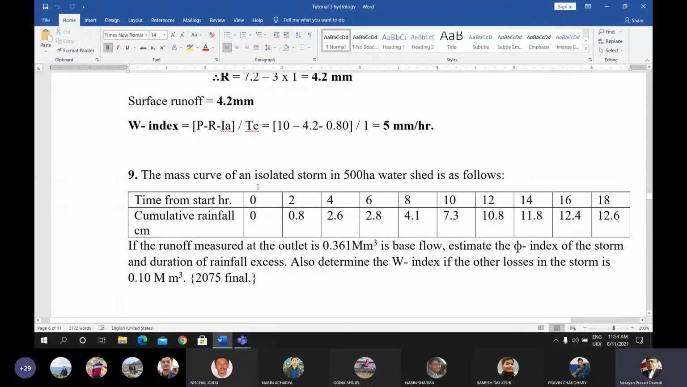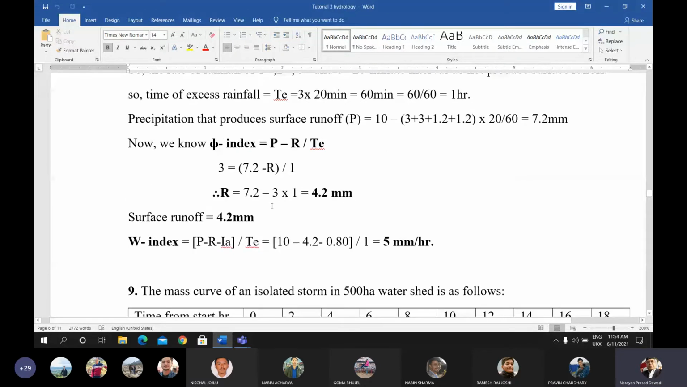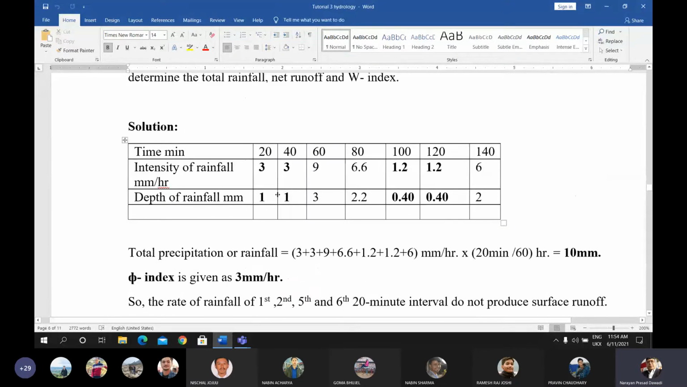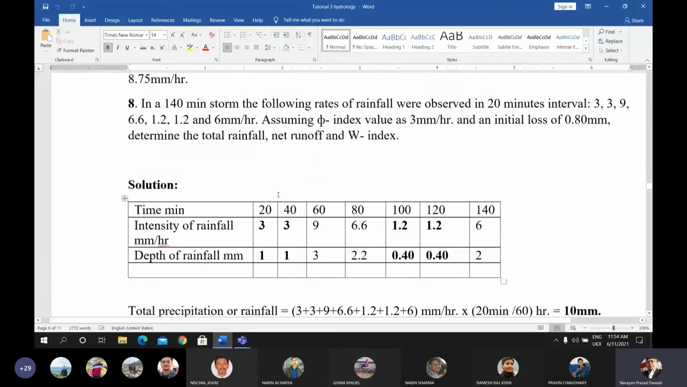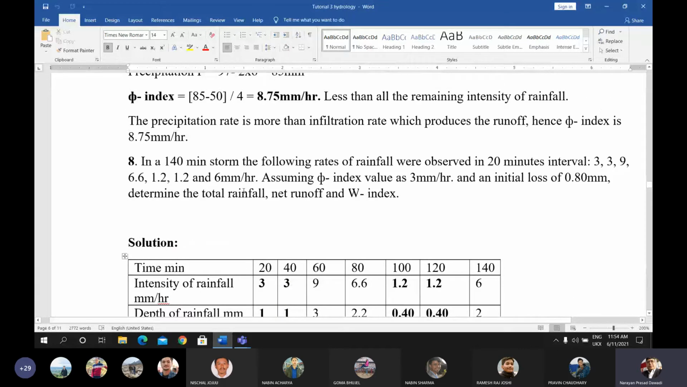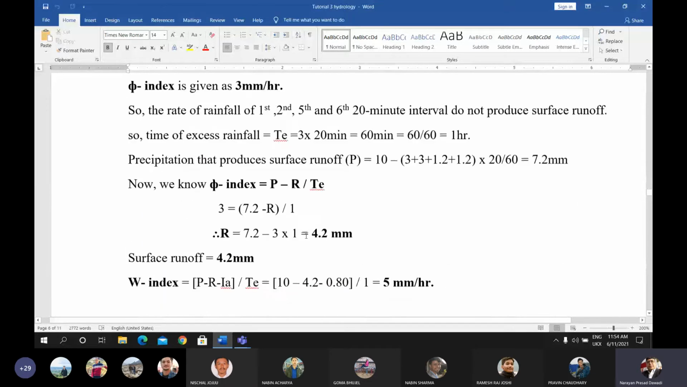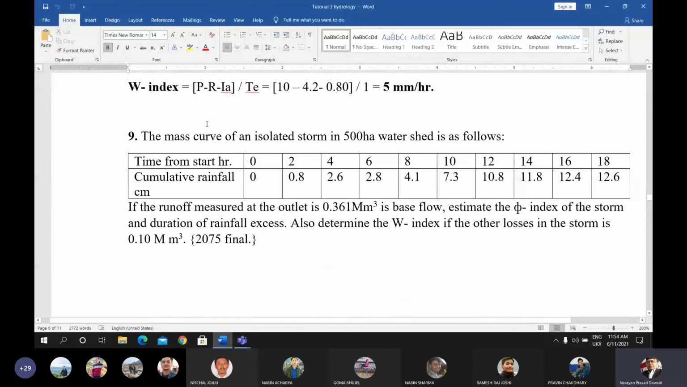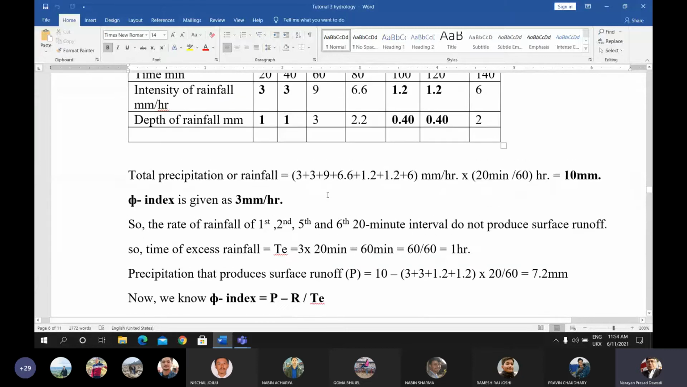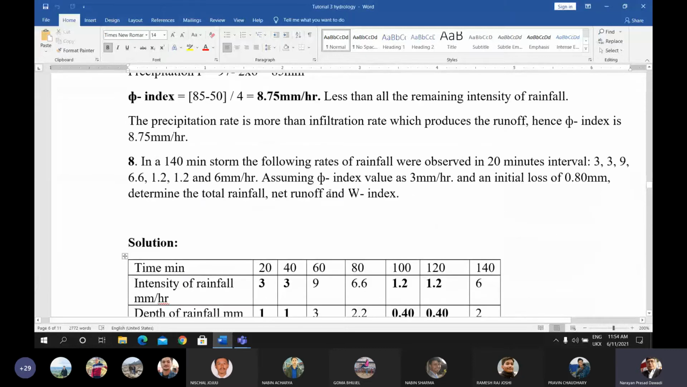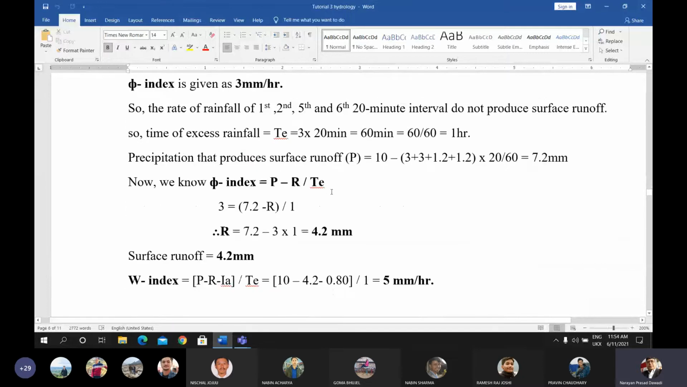Net surface runoff is 4.2 mm, and this is asked for finding, determine the total rainfall. Total rainfall is 10 mm. Net runoff is 4.2 mm, and the W index is 5 mm per hour, which is asked in this question. Okay, you can do it in this way.